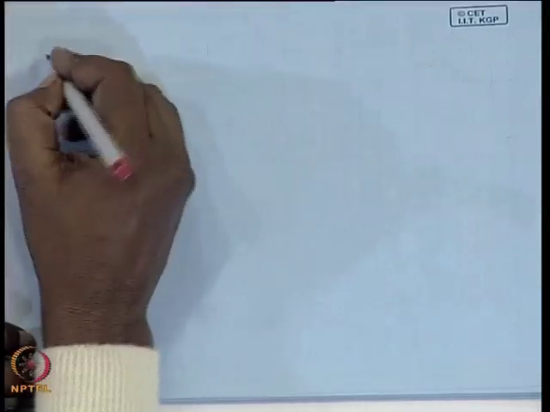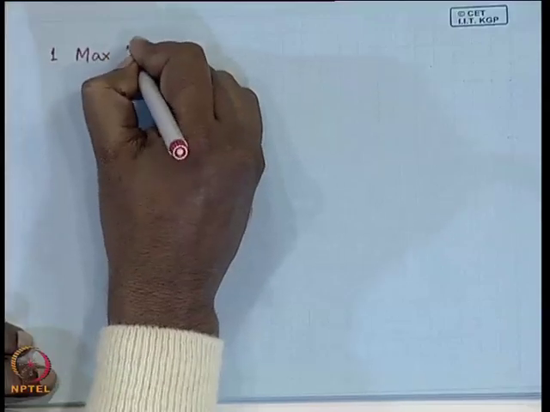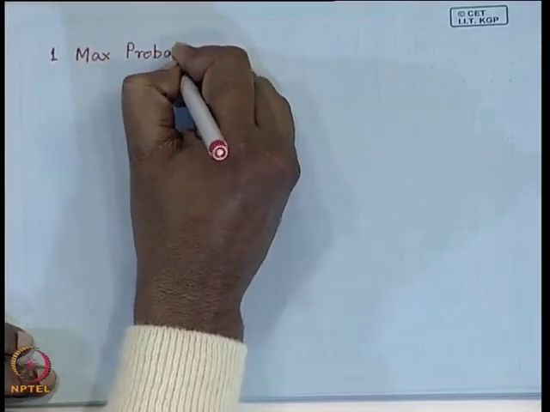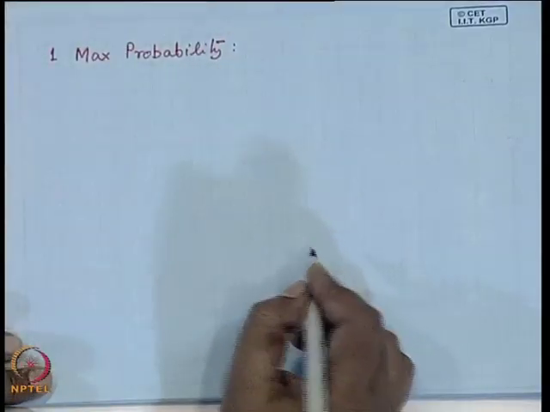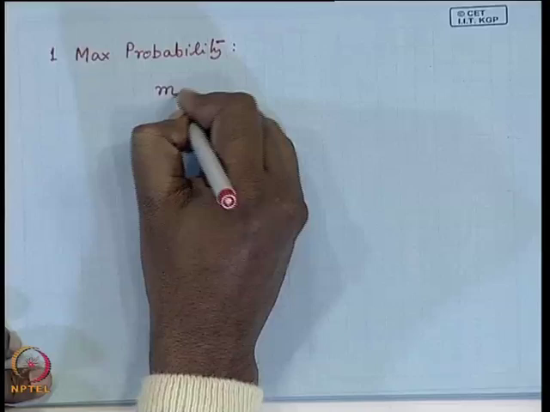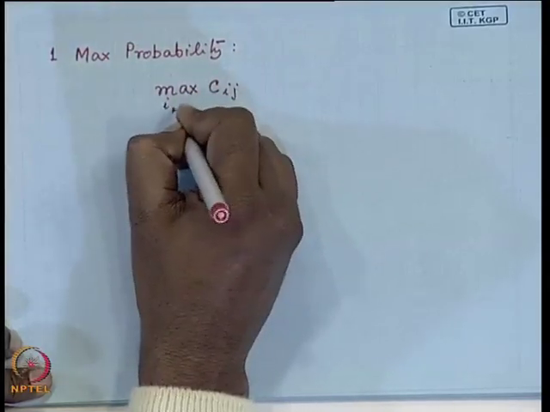So various such information can be obtained from the co-occurrence matrix, and the kind of features which are computed from the co-occurrence matrix are given by this. One is the maximum probability. This maximum probability is nothing but the max of C i j, where the maximum is taken over i and j.